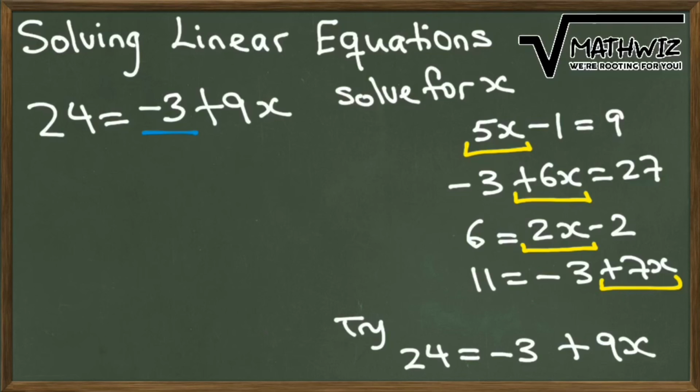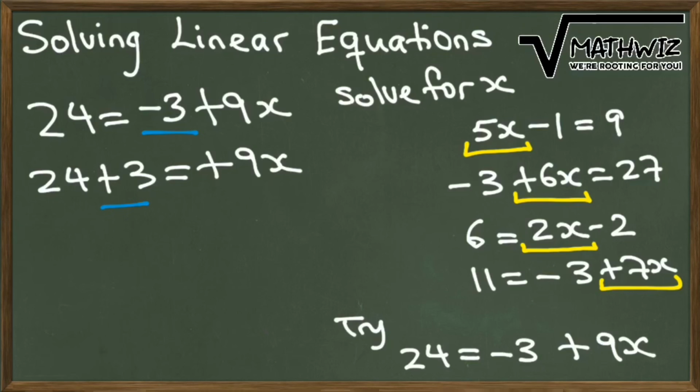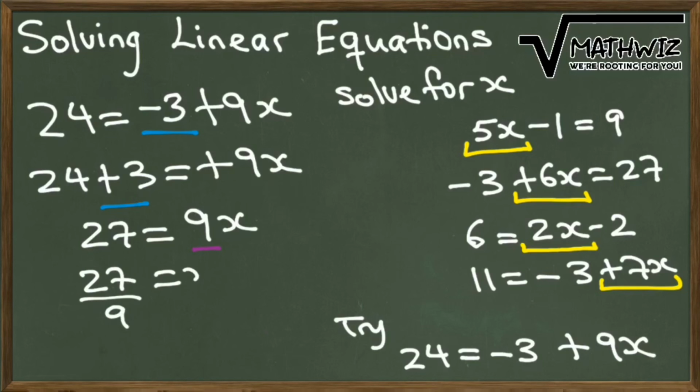So the minus 3, when we take it across, is going to become plus 3. And 24 plus 3 is 27, which is 9x. And the 9, which is multiplied, when you take it across, you will divide. And 27 divided by 9 is 3.